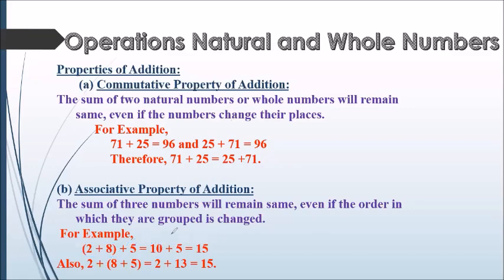Now what associative property says is that when you change the group, the answer is still going to be the same. Now, how I showed this in an example is that look, first we made a group of 2 and 8, and now I'm going to make a group of 8 and 5. So now I have changed the group from 2 and 8 to 8 and 5. So now I have to solve 8 and 5 first. So 8 plus 5 is equals to 13. Now 2 plus 13 is equals to 15. So if you see this answer, 15 and 15, they are same. This means associative property of addition is saying that when you change groups, the answer is still going to be the same. Okay.